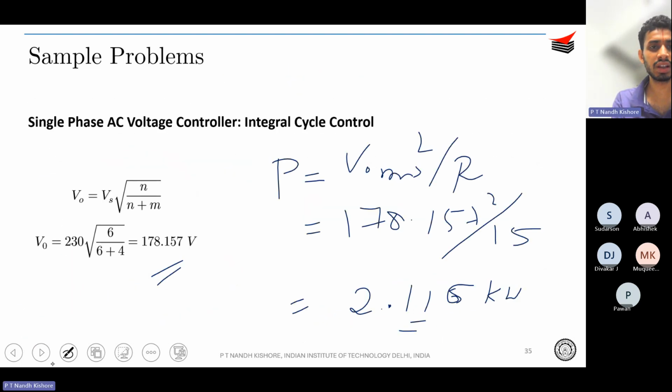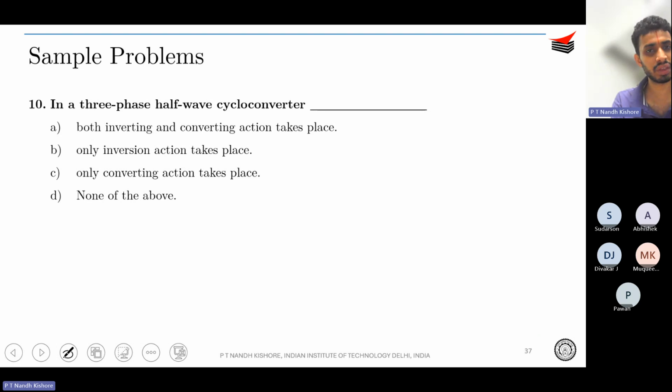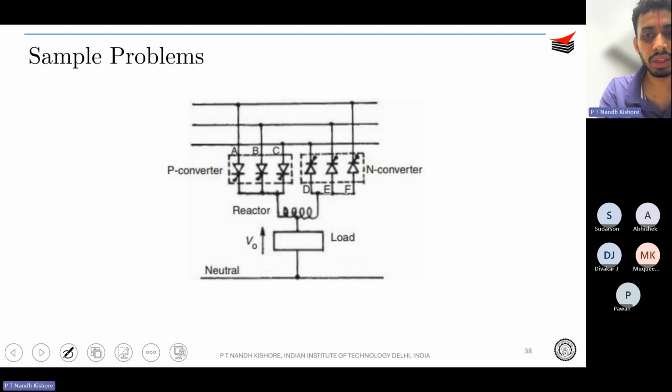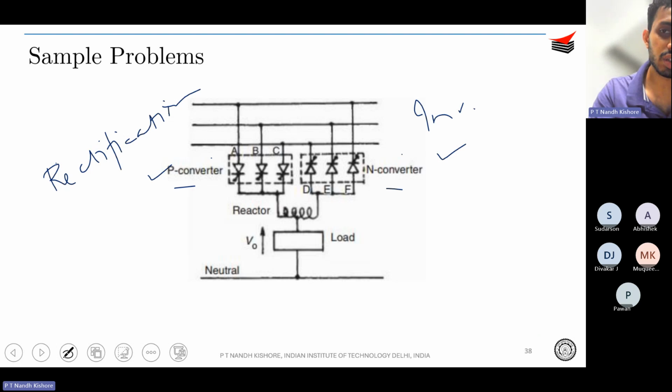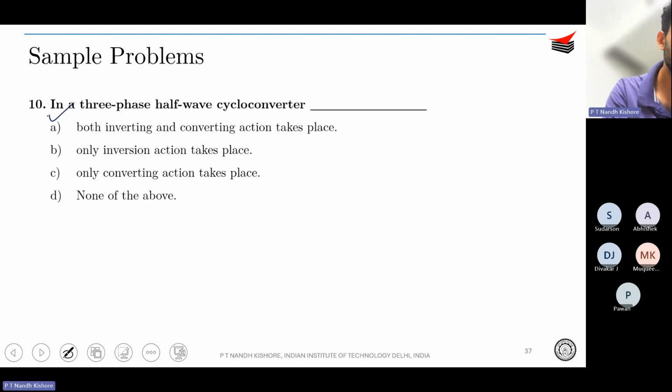Over here, the question is for a three-phase half-wave cycloconverter. So this is the image of your three-phase half-wave cycloconverter. Obviously, we have a P converter and N converter, which will do conversion, I mean rectification, and inversion respectively, right? So you're going to have both rectification and inversion. So both inverting and converting actions are going to take place.